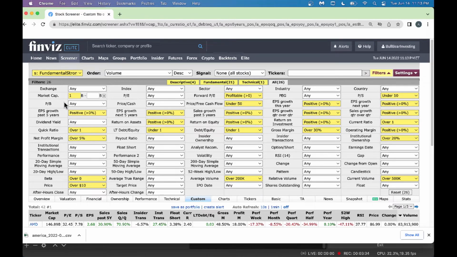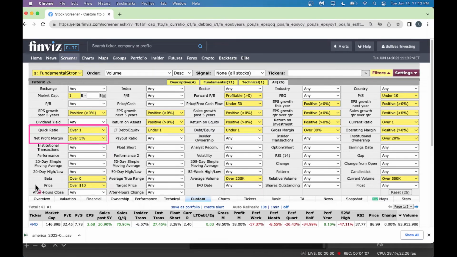Look, market cap over $1 billion. I want it to be a little more stable stocks. That's why I choose market cap more than $1 billion. And I choose fundamentally good stocks with a positive earnings per share. Look, that's a positive earnings per share. Quick ratio more than 1. I want the companies to have enough money to cover short-term financial obligations. Net profit margin more than 5%. These are money-making companies, not money losers.